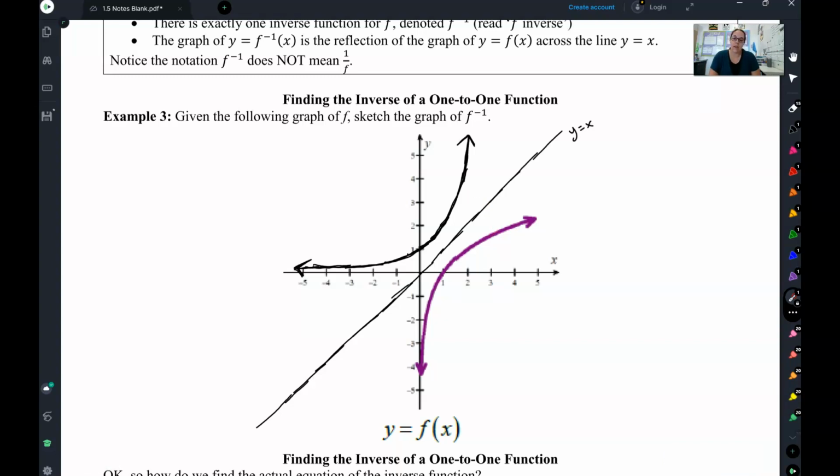Now, in the next video, we'll talk about actually finding an inverse equation, which should probably be familiar. You've done this in the past, even though it might have been a little while since you've done it.